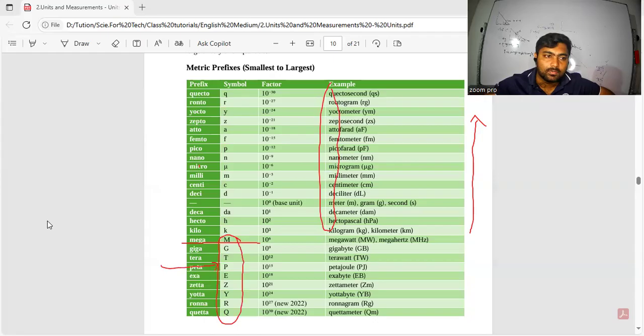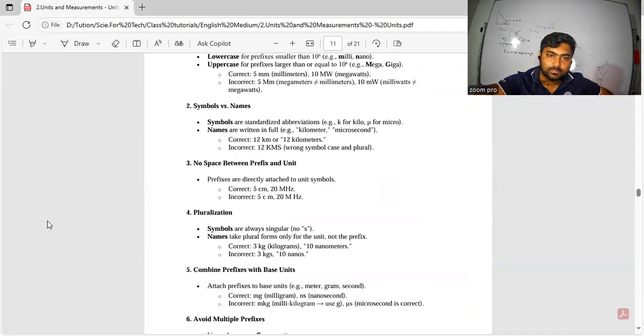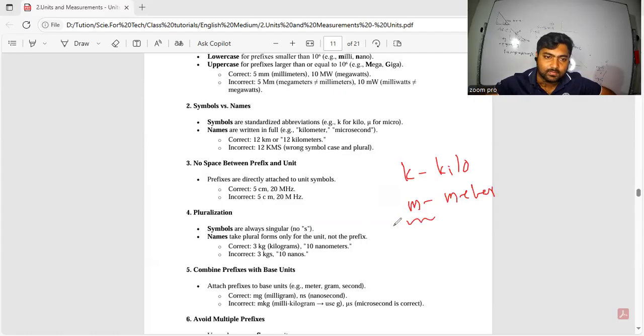Yes, sir. Okay. Then next one. I told you in this table, there are symbols and names. Symbols are the standard abbreviation. Abbreviation means short form. In short form, we use simple K for kilo, and simple M for meter likewise. These are called the abbreviations.